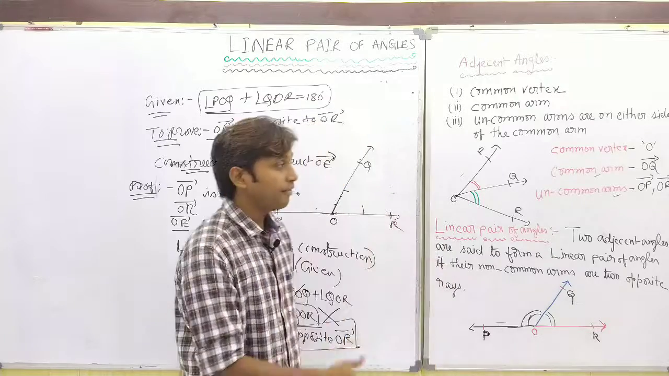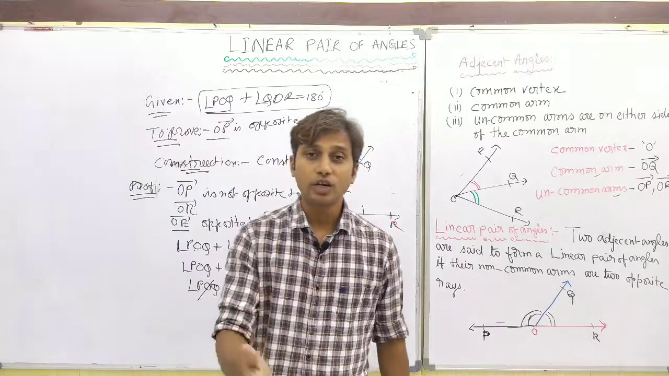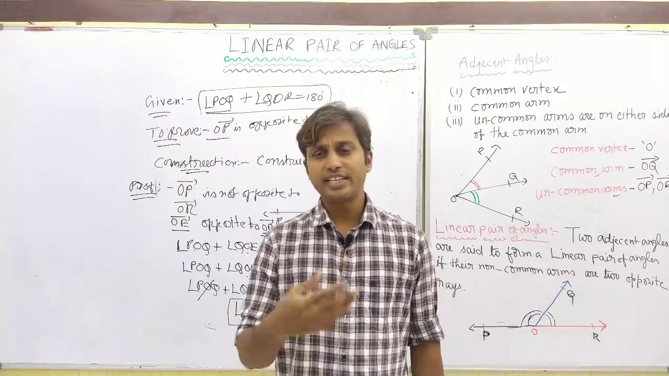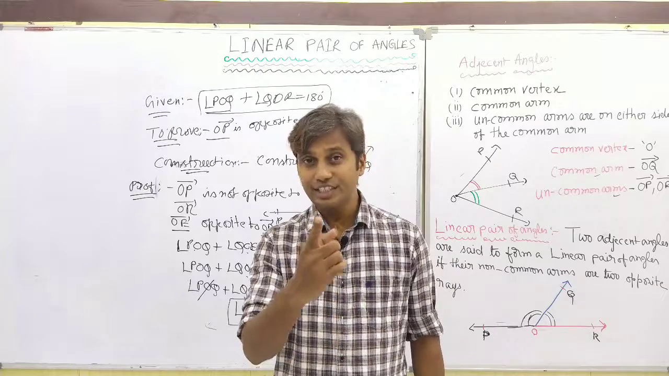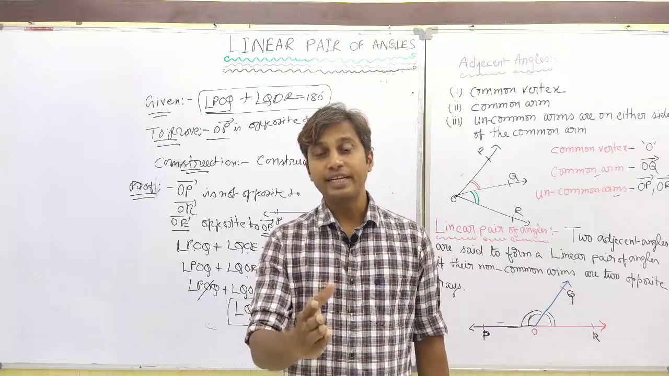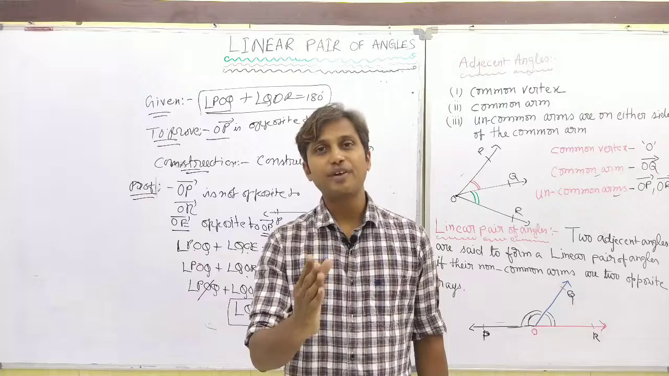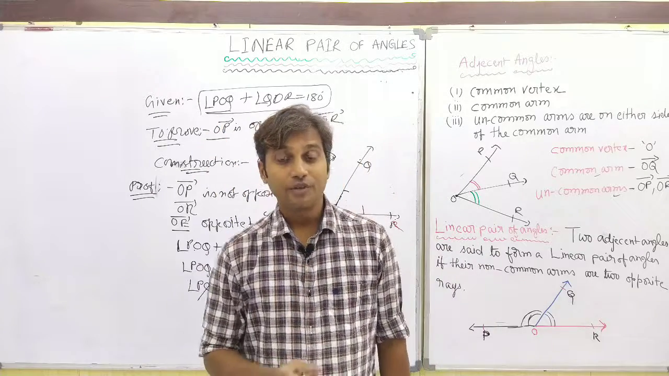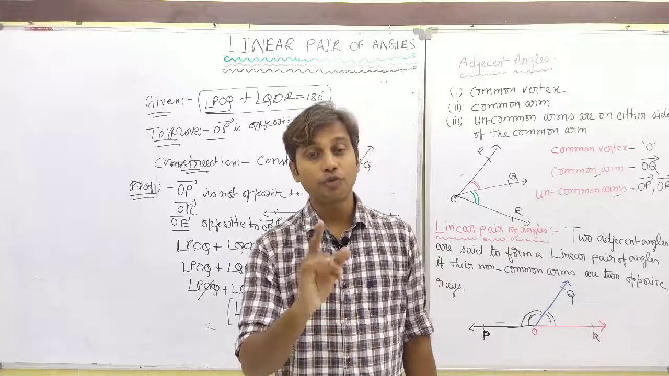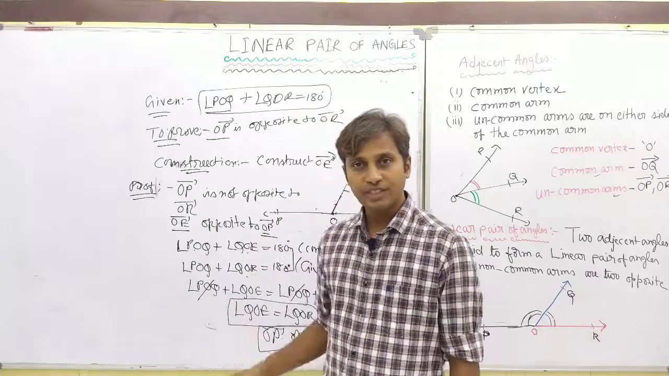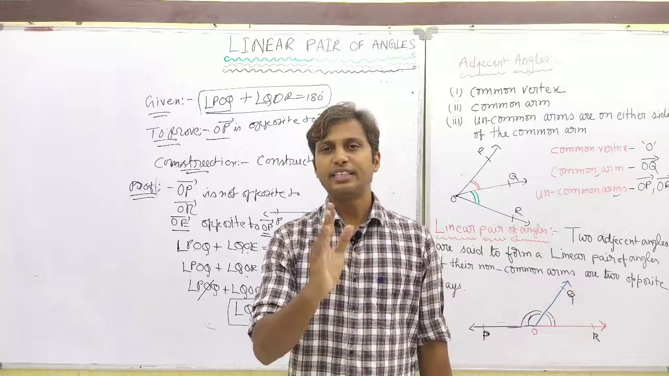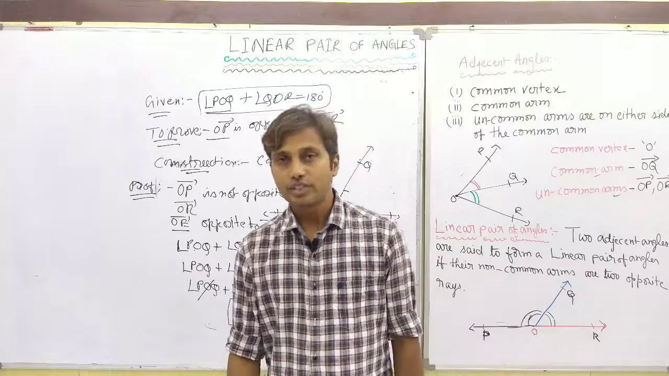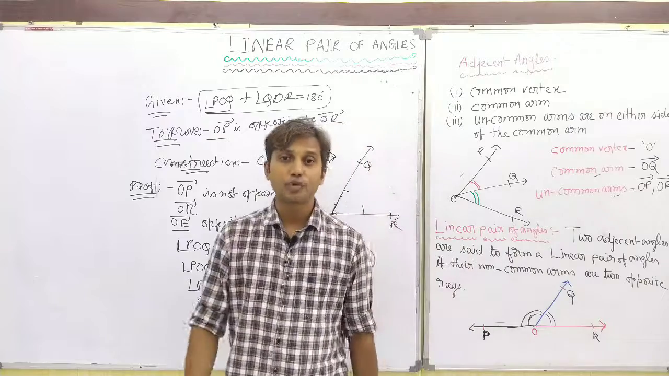Understood? So after doing these two theorems, how can we conclude the linear pair of angles? What is a linear pair of angles? If two angles are adjacent as well as supplementary, then those two are called a linear pair of angles. Students, we shouldn't say anything directly without proof in geometry. After proving this, you have a right to say that adjacent as well as supplementary angles are a linear pair. Got it? So this is the linear pair of angles and its proofs.